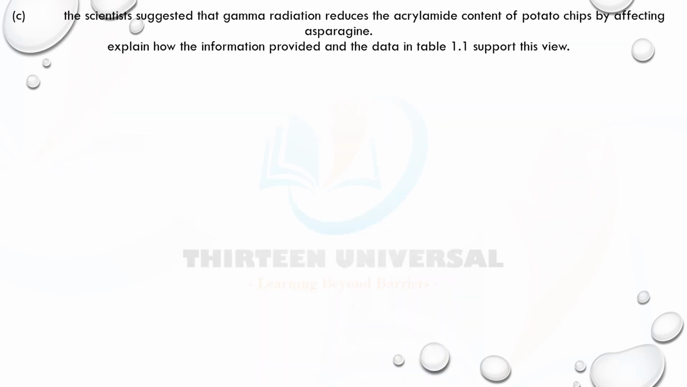It said the scientists suggested that the gamma radiation reduces the acrylamide content of potato chips by affecting asparagine. Yes, asparagine is a volatile nitrogen-containing compound. Explain how the information provided and the data in the table support this view. When they say explain, you have to bring in some biological explanation, based on what they have told you and what you have learned from the class.